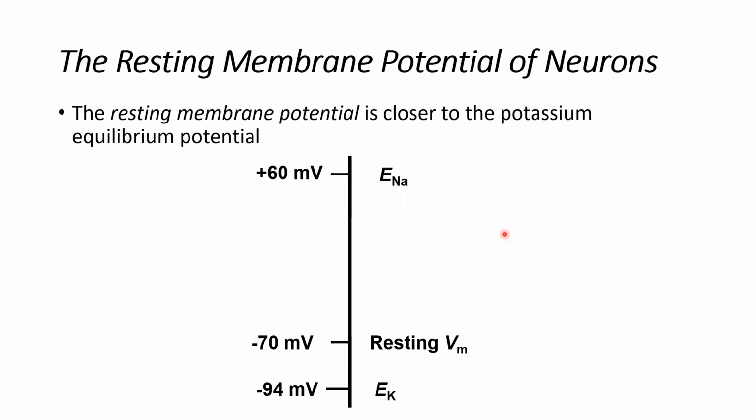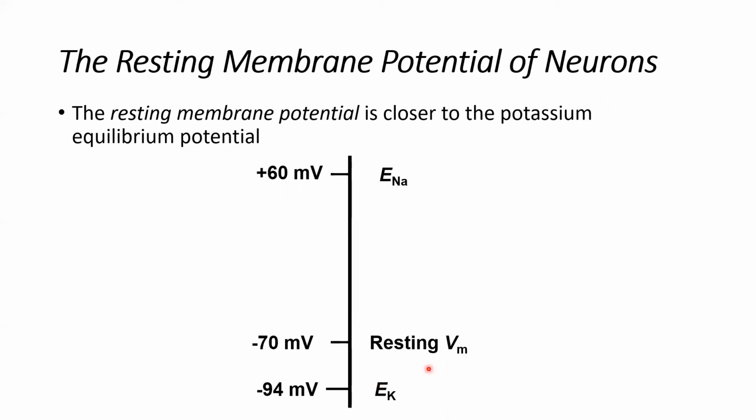Now we want to think about where that resting membrane potential is relative to sodium's equilibrium potential and relative to potassium's equilibrium potential. So potassium is way up here. Potassium is positive 60 in terms of its equilibrium potential. Just to remind ourselves, this means that at positive 60, sodium is no longer moving, right? At negative 94, potassium is no longer moving.